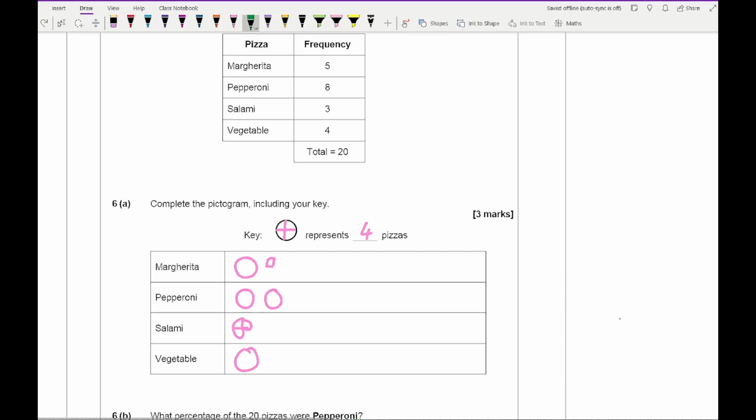Now again, when it comes to a pictogram, what you want to try and do is keep it consistent, keep them in nice equal columns, and have an equal space between them. But I would say that would be absolutely fine. And again, don't forget to write down your key.